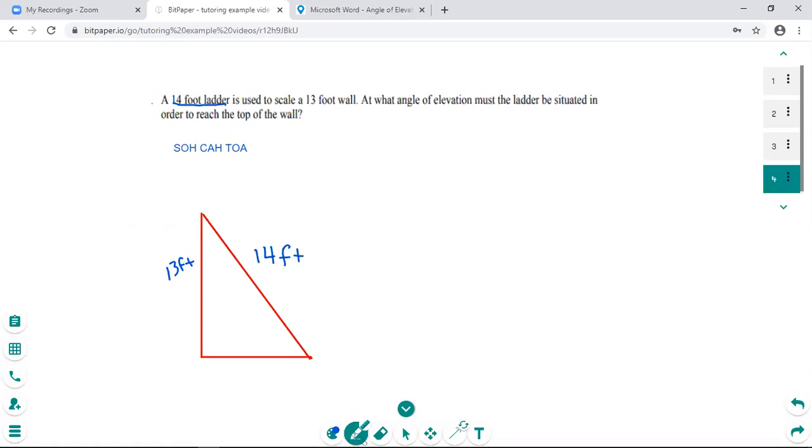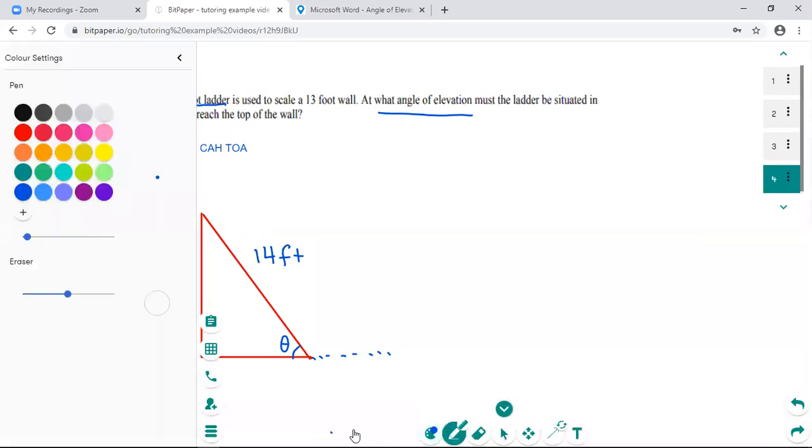At what angle of elevation must the ladder be situated in order to reach the top of the wall? So in this problem, we are not given the angle. We have to find the angle. So the angle of elevation, again, is going to come from the horizontal. So it will be this angle here. I'm going to use theta to represent the angle of elevation. So I label my triangle, done.